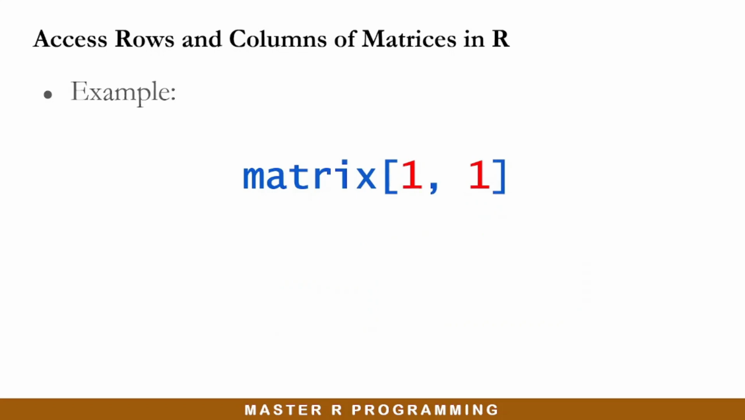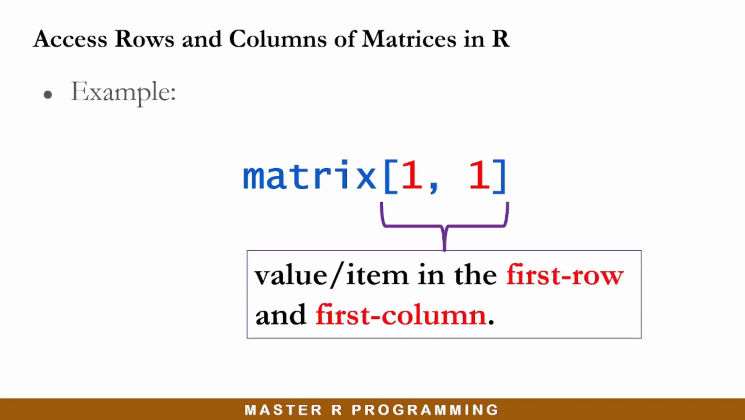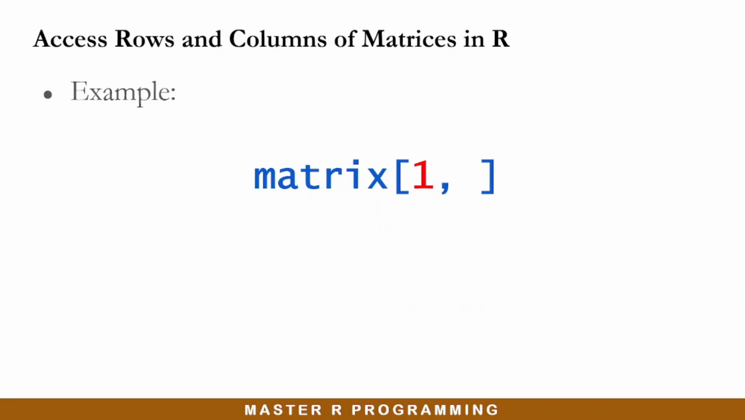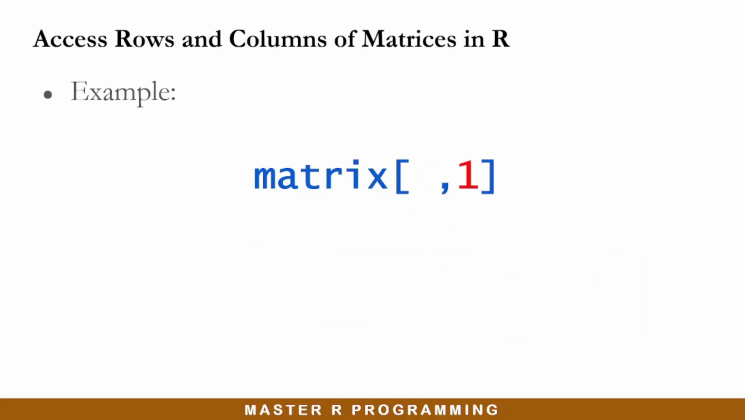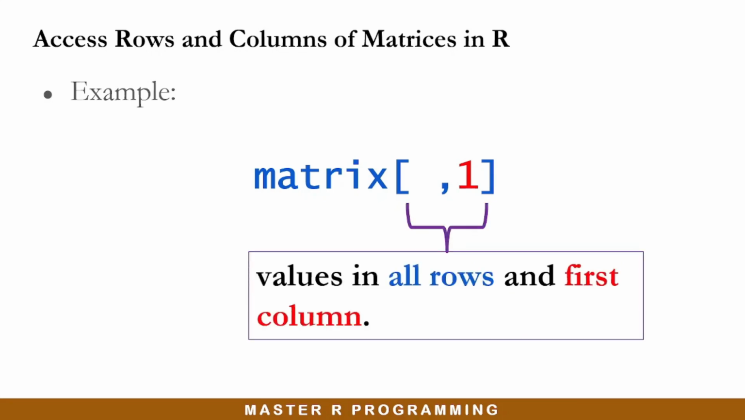For example, if you specify the name of the matrix followed by the square bracket and you put in 1, 1, this means you are extracting the value or item in the first row and first column of the matrix. Again, if you specify the first value 1, and nothing for the column, it means you are extracting the values in the first row and all columns. The same thing also if you specify the column number, in this case 1, but you specify nothing for the rows, then it means you are extracting the values in all rows and the first column.